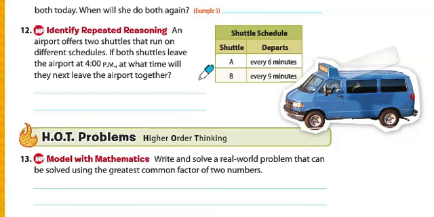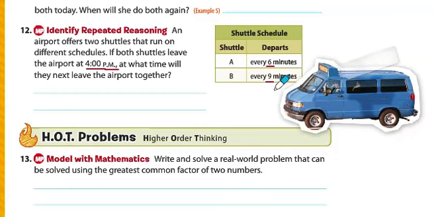Let me get my pen over here. So let's look at number 12, and we'll just talk about it a little bit. An airport offers 2 shuttles that run on different schedules. So we're talking about getting back and forth to the airport. If both shuttles leave the airport at 4 p.m., at what time will they next leave the airport together? Okay, so 4 p.m. just gives us our starting point. Now they tell us that shuttle A runs every 6 minutes, while shuttle B runs every 9 minutes. And they're asking at what time will they leave the airport together.